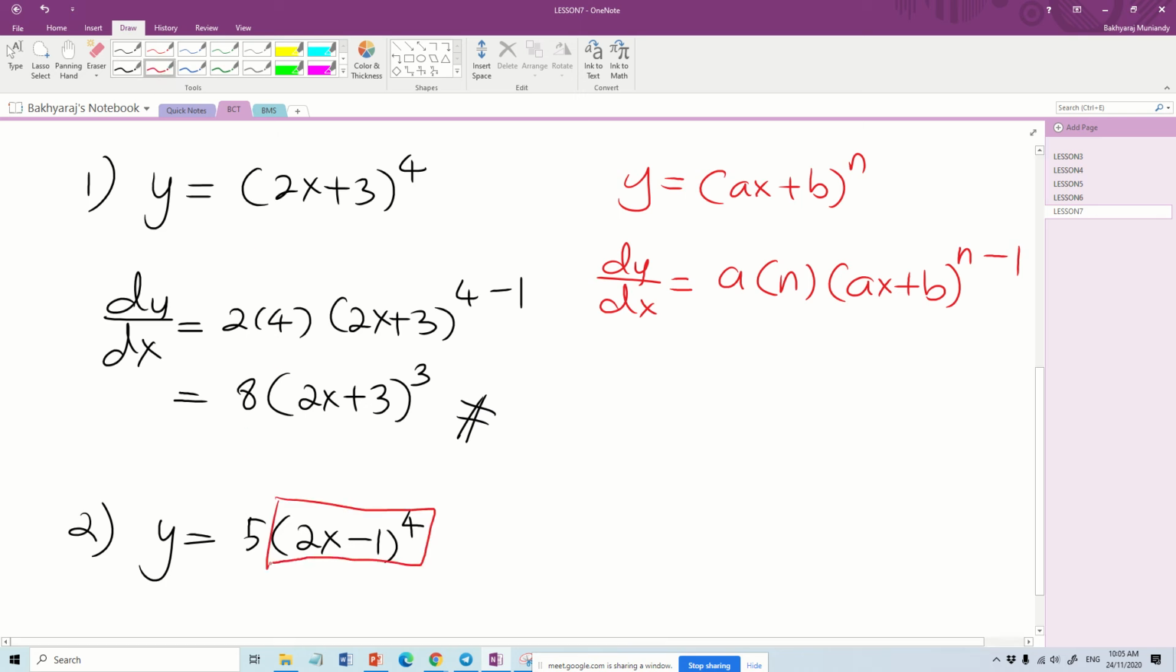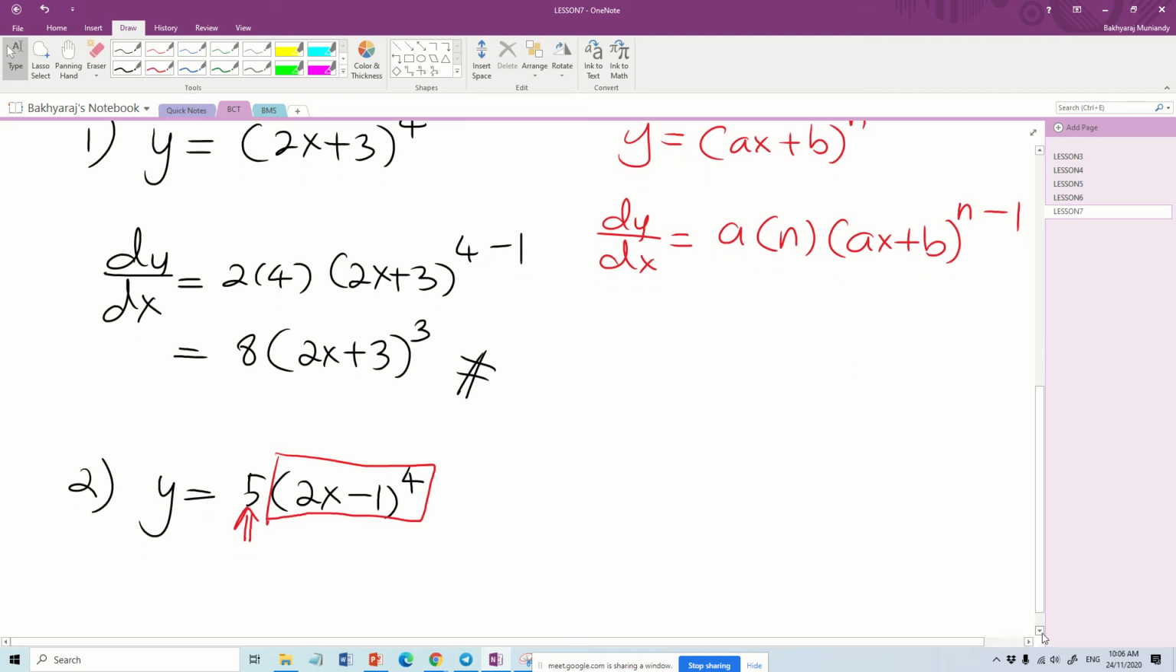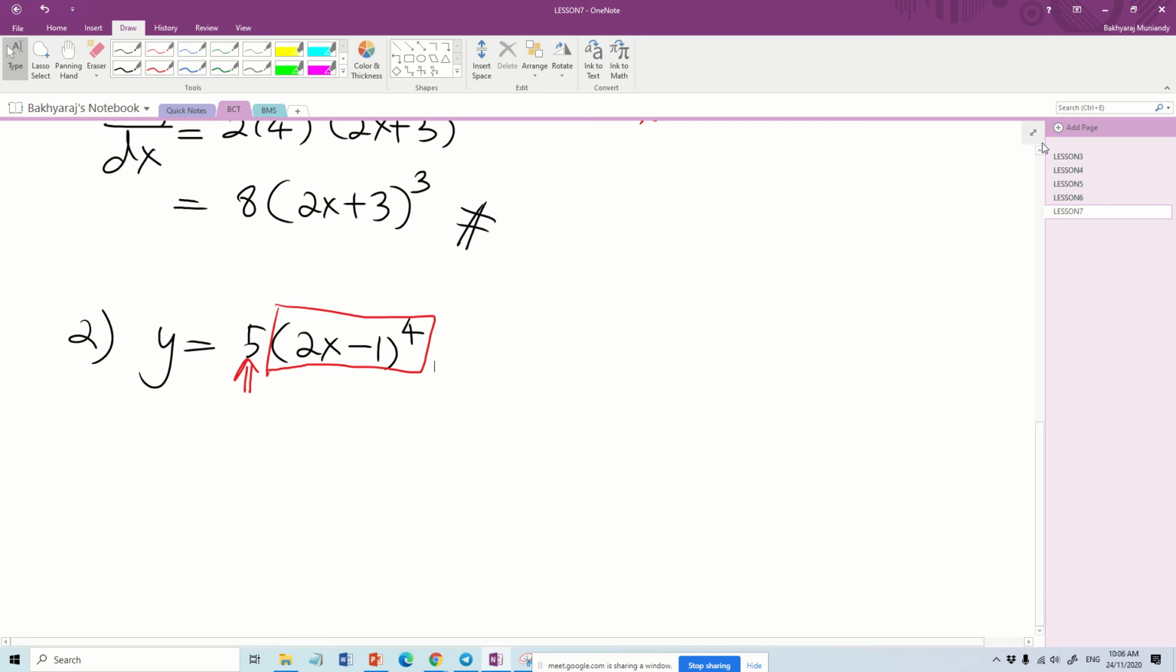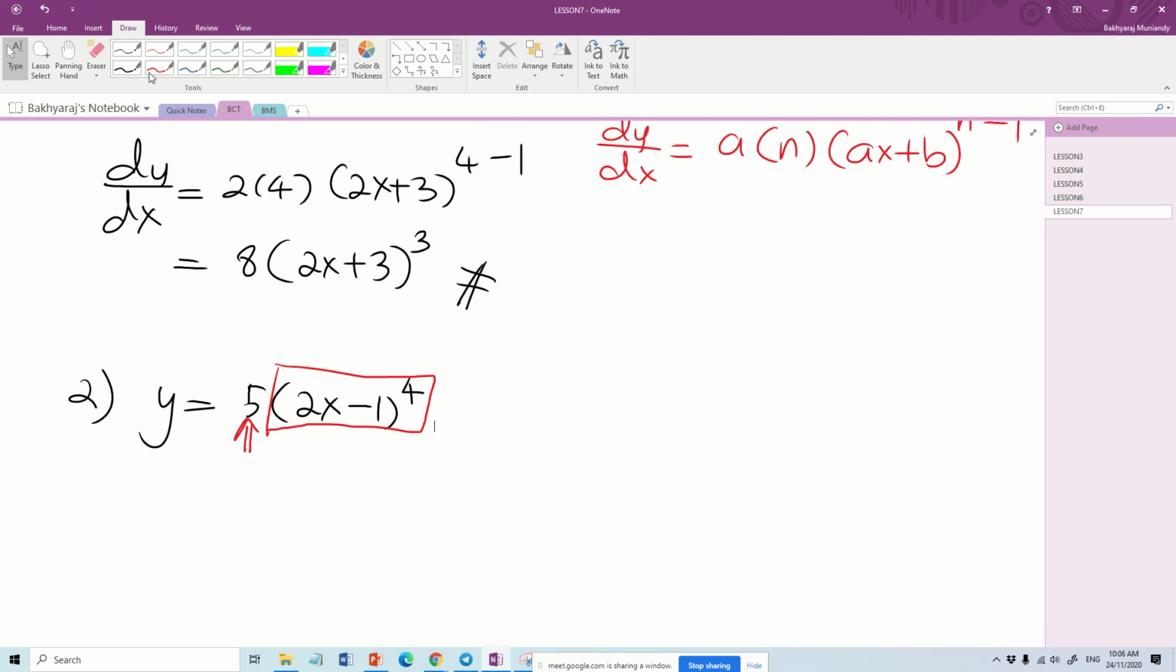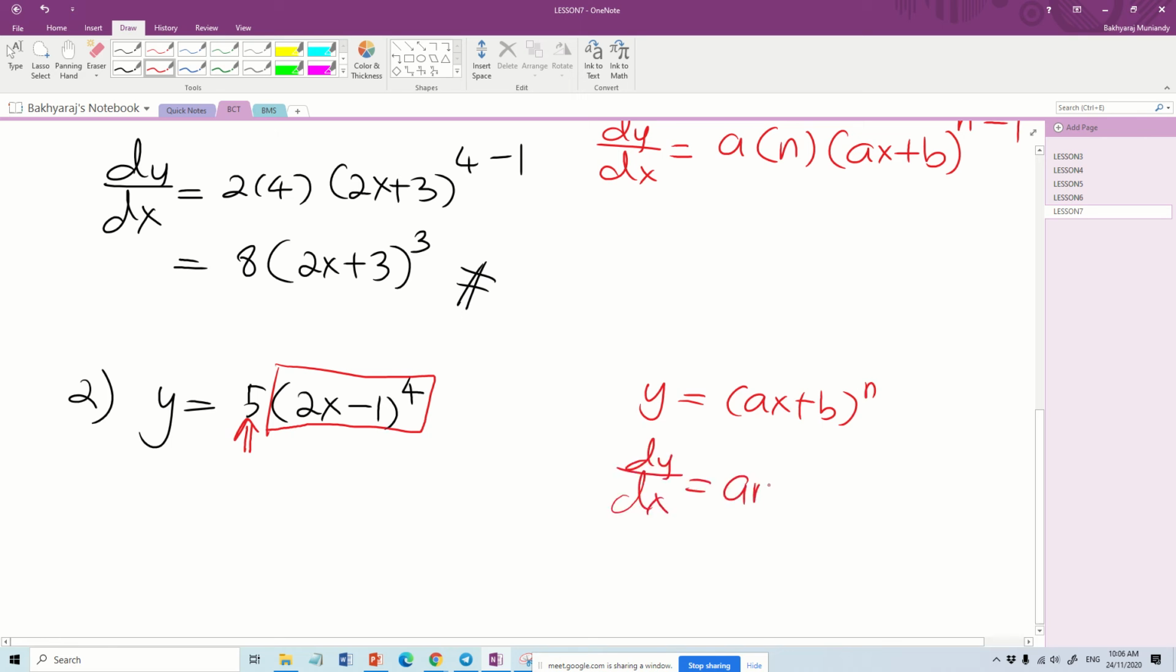Ini yang kita tengok. This 5 is a constant, so you don't need to do anything. 5 ni just stay there. Remember, constant kita tak perlu buat apa-apa. So 5 just stay there. So apa kita akan dapat dekat sini? Again, remember the formula: y equals (ax + b) to the power of n, dy/dx will be equal to an(ax + b) to the power of n minus 1.